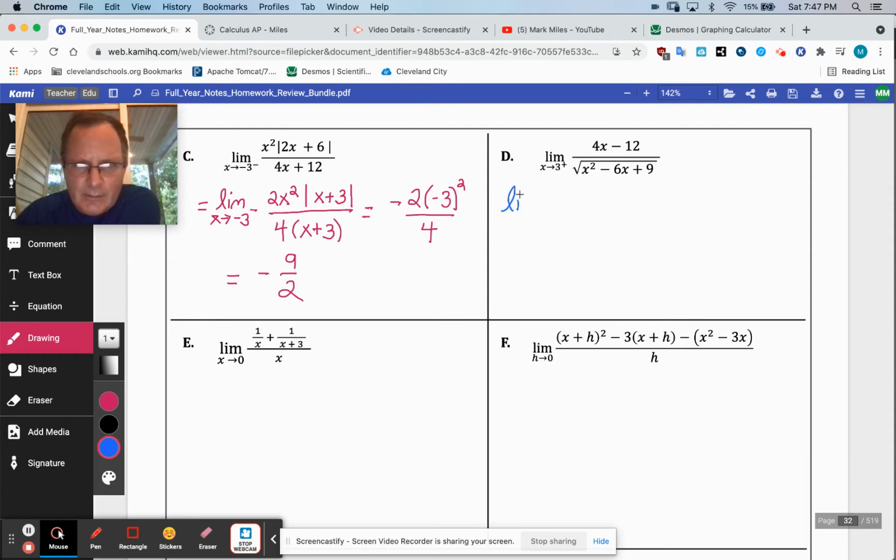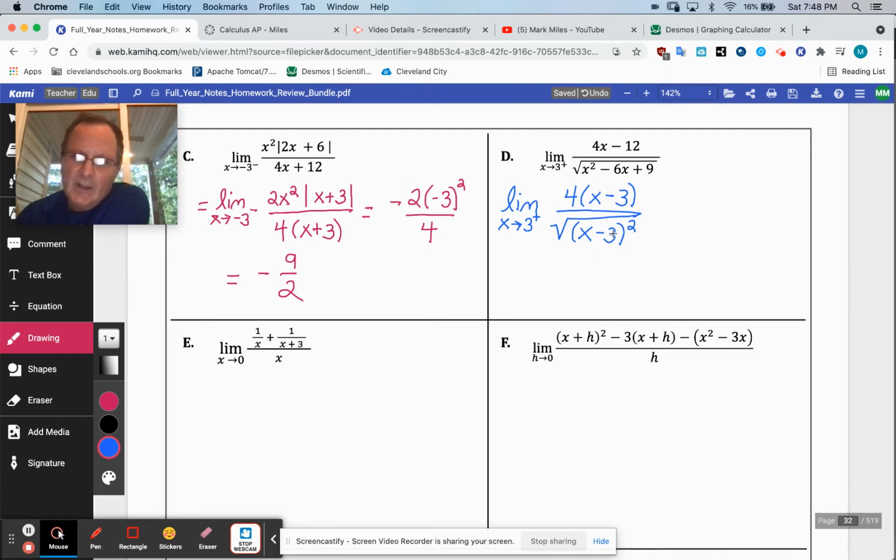So we've got the limit as x approaches 3 from the right. All right, I have another one of these, and it just doesn't look like it at first, but it is. So up top, I'm going to go ahead and factor out the 4. So I've got 4 times x minus 3. Okay. I'm going to show every step here. And so the denominator is the square root of x minus 3 squared. Which, by definition, is the absolute value of x minus 3.